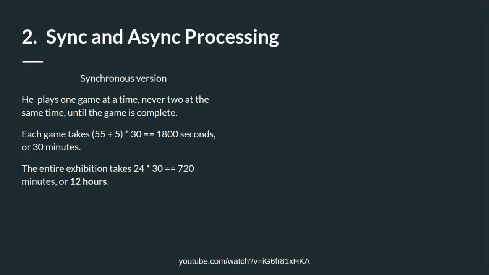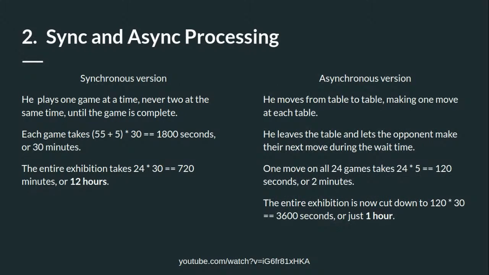If the grandmaster plays asynchronously, he will move from table to table, making one move at each table. Then he leaves the table and lets the opponent make their next move during the wait time. One move on all 24 games takes 24 multiplied by 5, which equals 120 seconds, or 2 minutes. So the entire exhibition can now be cut down to 1 hour. This is the difference between the asynchronous and synchronous versions.